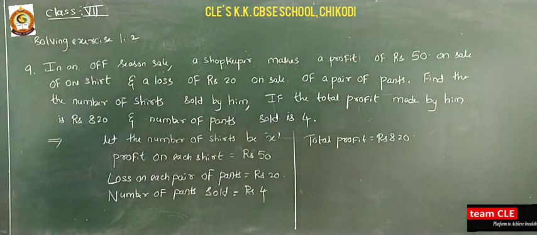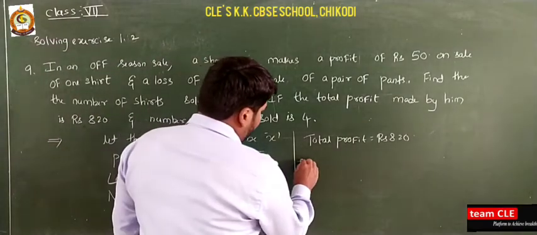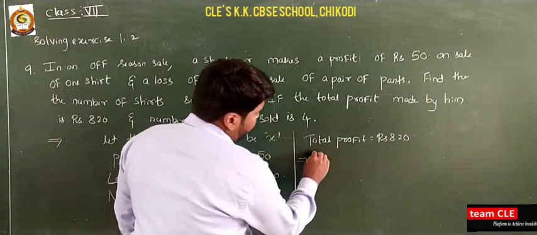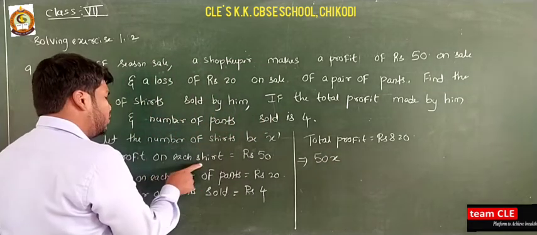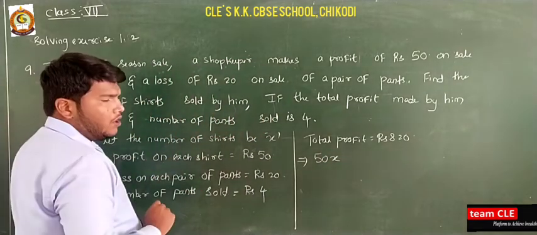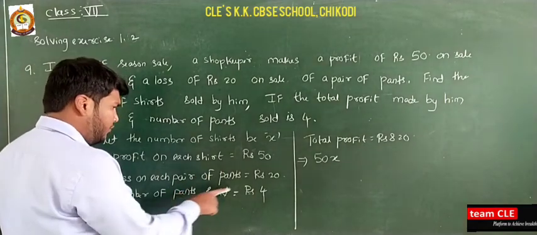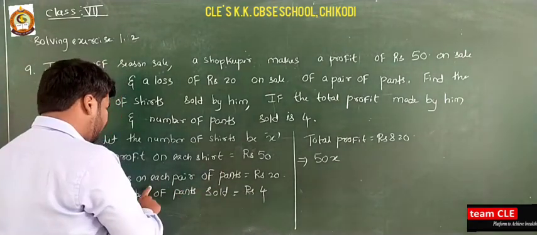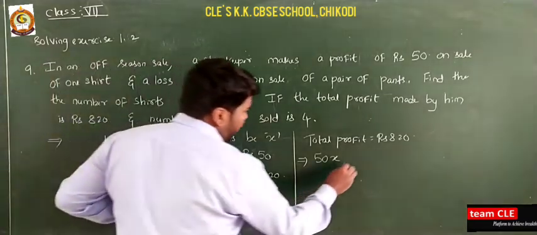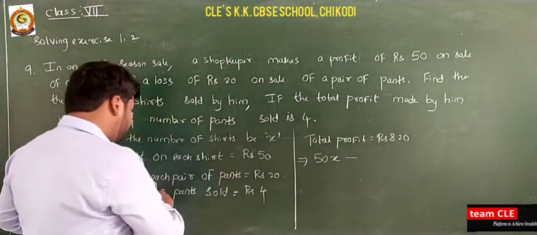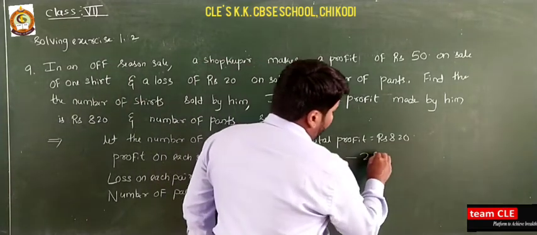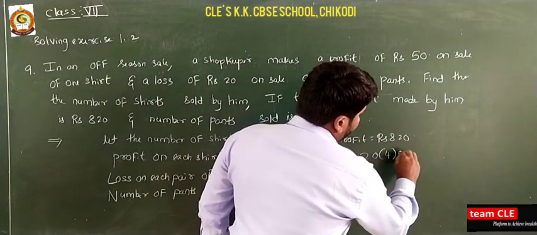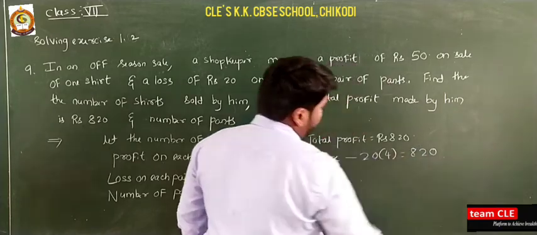So how will we construct an equation? See here, first I write 50 into x, which means profit on each shirt times number of shirts. So 50 into x. Next, minus 20 into 4, because loss means you have to put a minus sign: loss on each pair of pants times number of pants sold, which is 20 into 4. This equals 820, the total profit.